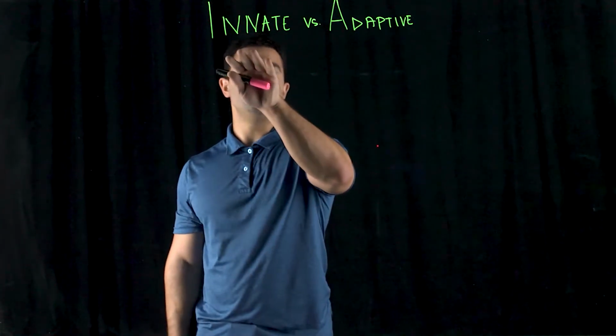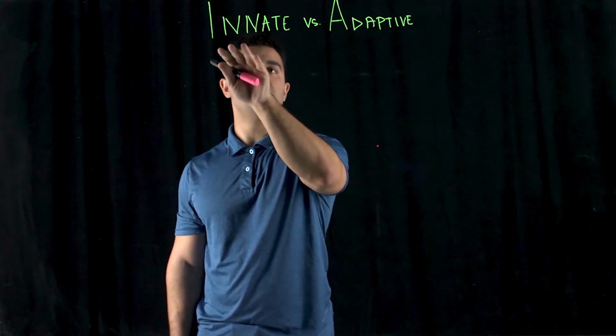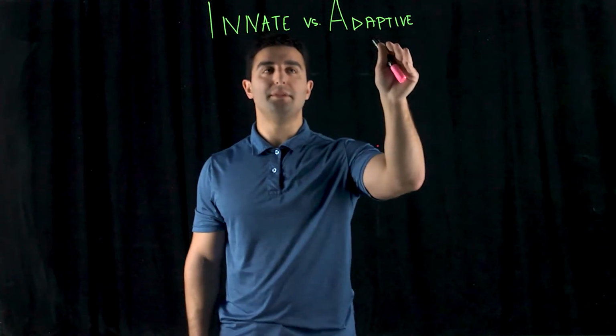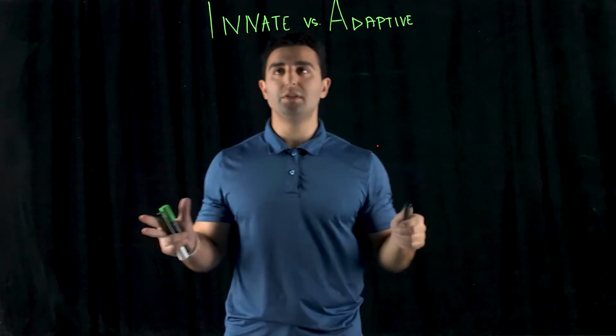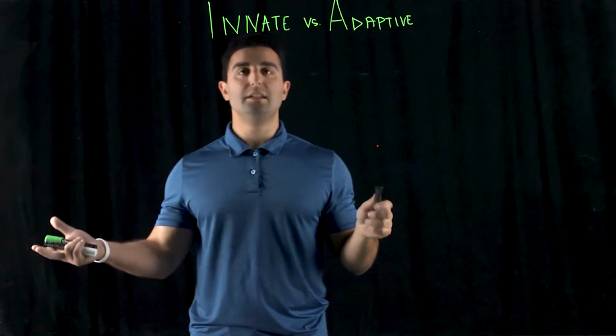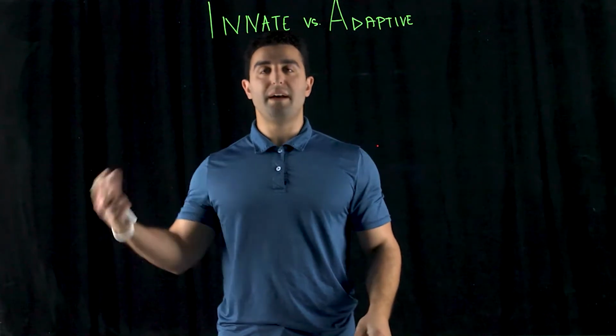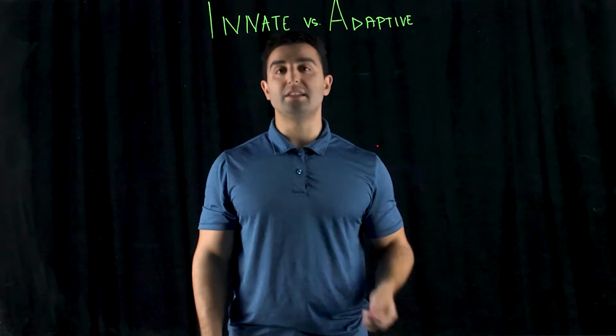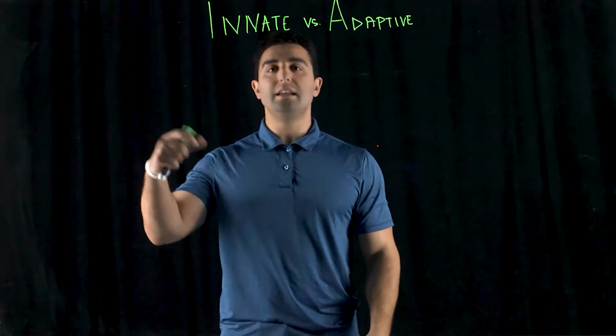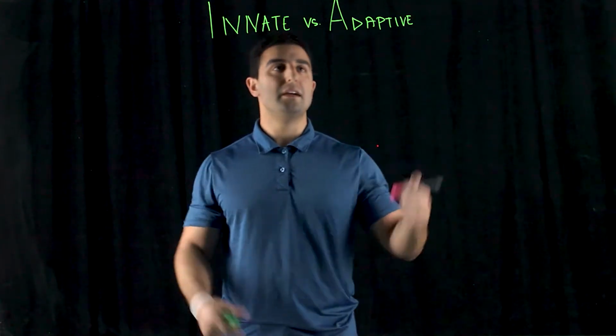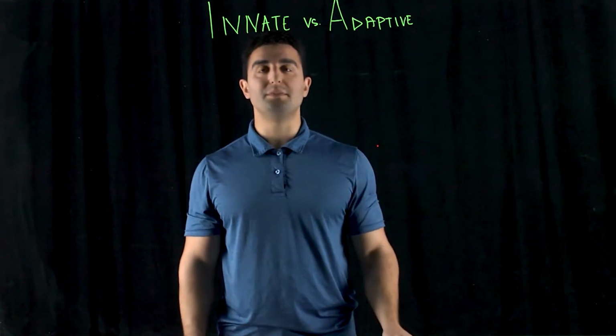You have your innate, which is your first line and your second line of defense, and then you have your adaptive. Okay, so the comparison between the two is, for example, the innate is more primitive, adaptive is more advanced. The innate is more fast acting, the adaptive takes a much longer time. The innate is non-specific, whereas the adaptive is more specific, right?